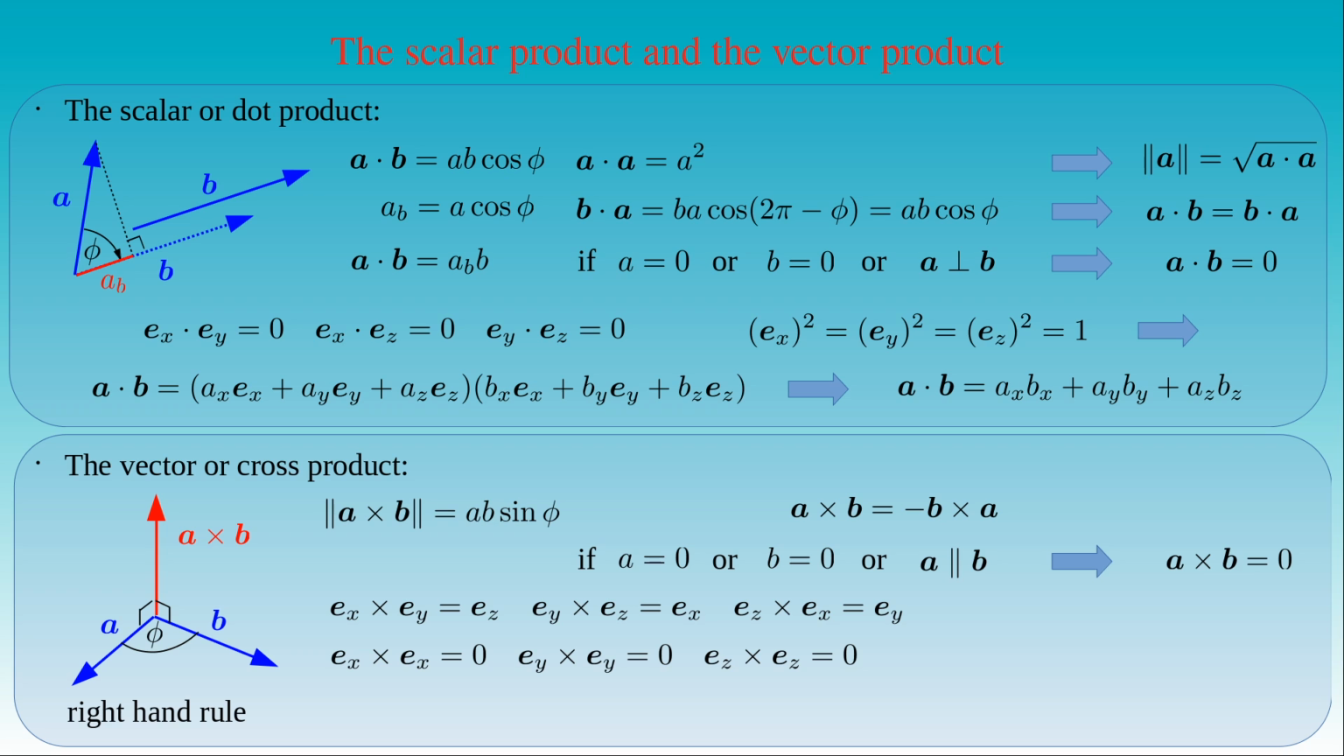We can use these relations in the basis expansions of the cross product, which gives the product with the x component equal to ay times bz minus az times by. With the y component equal to az times bx minus ax times bz. And with the z component equal to ax times by minus ay times bx.